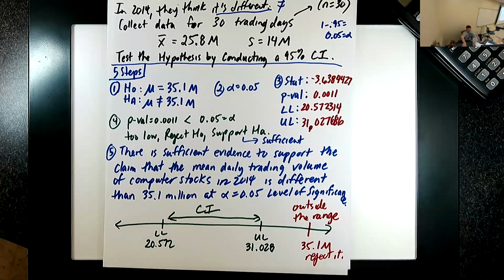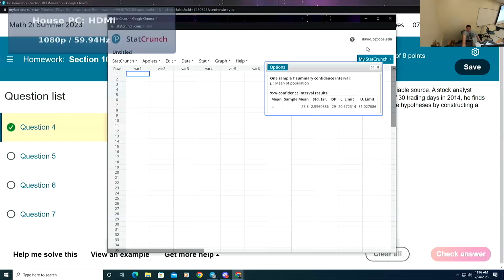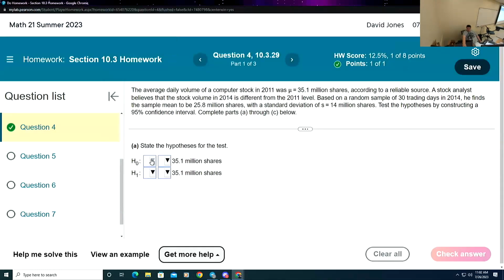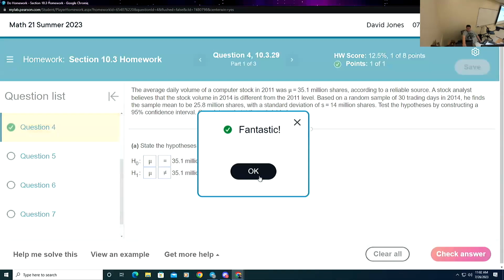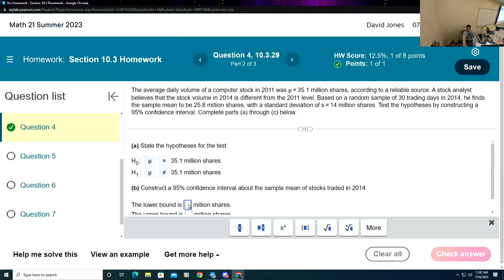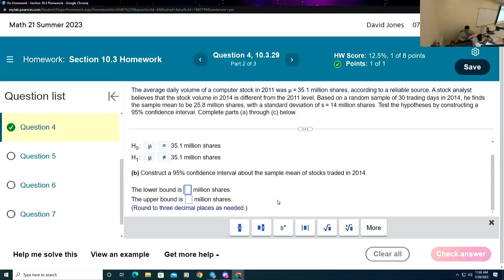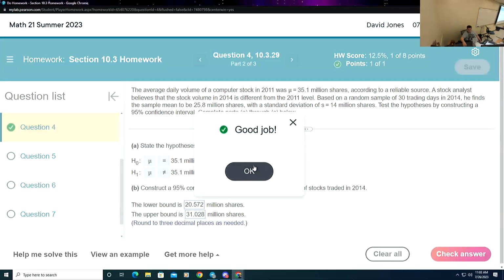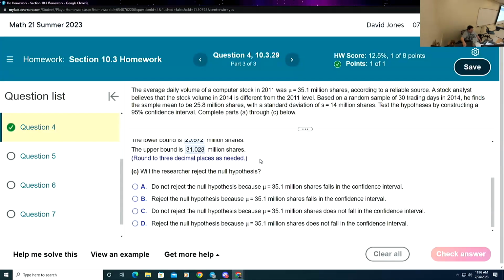Let's put that in StatCrunch or in the homework. We have mu, we're talking about mu's. And the second one was not equal because it says different. To 3 decimal places. This is why you write them all down, because it's irritating as hell when you don't have enough. And so we are rejecting the null hypothesis because the 35.1 million is outside of it.